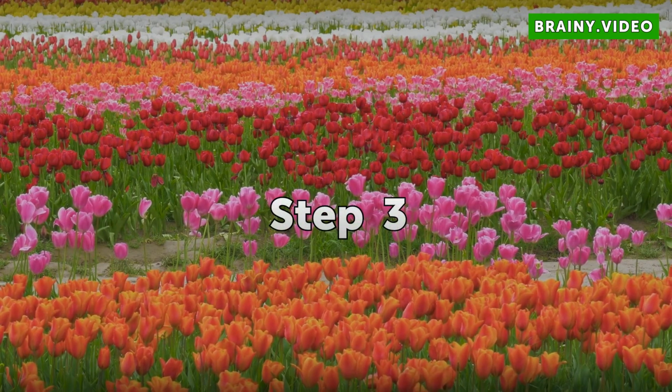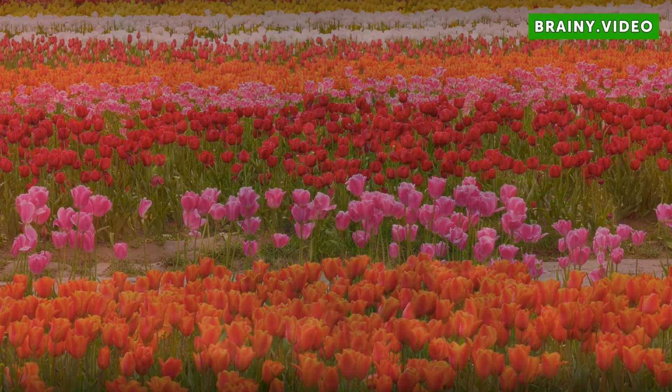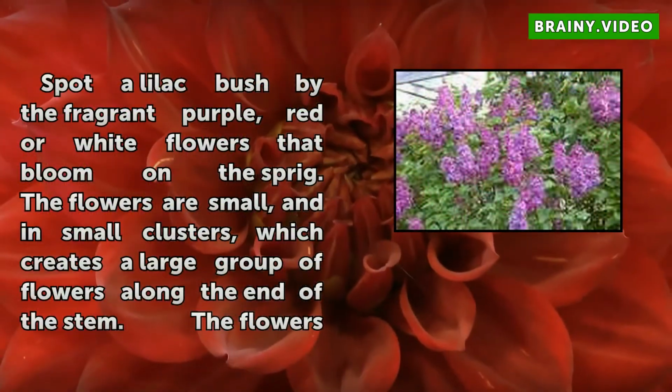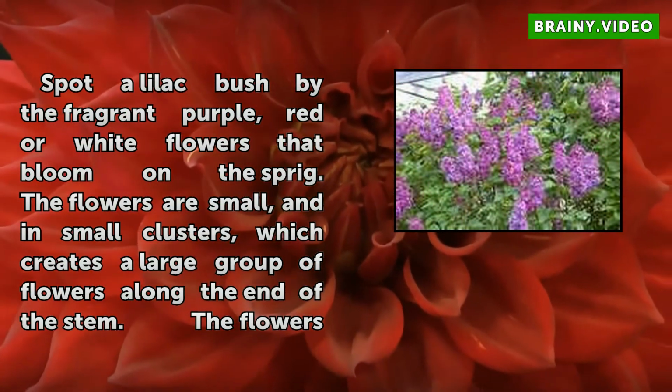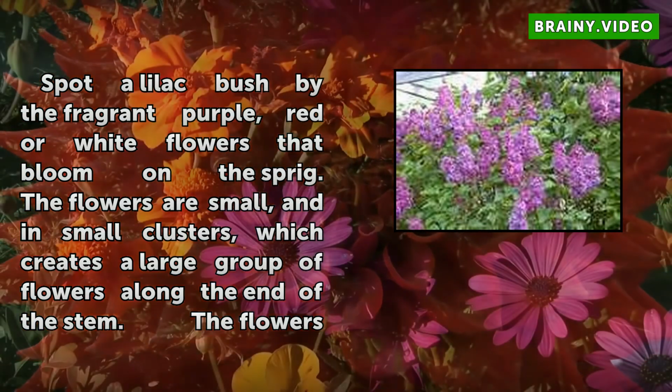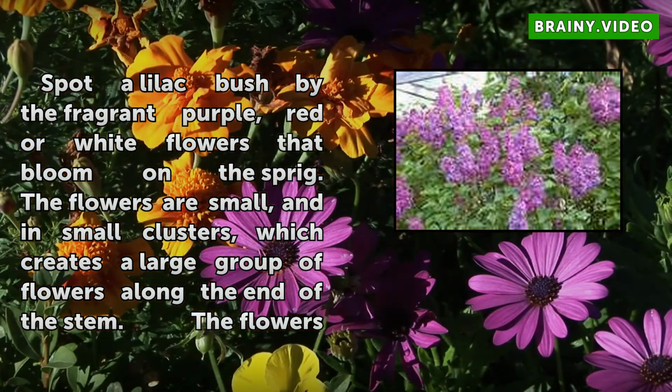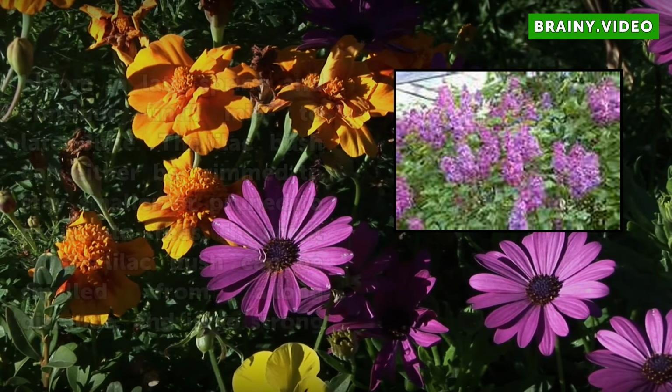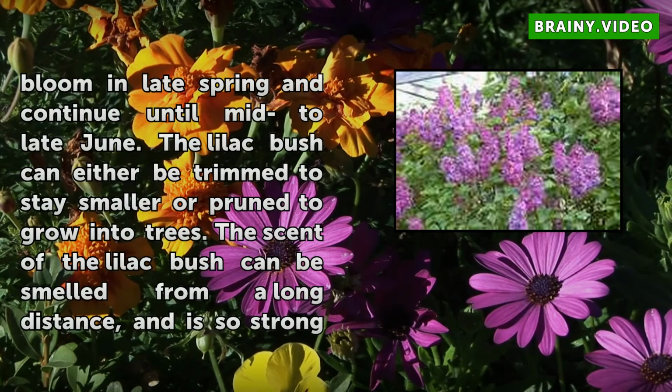Step 3. Spot a lilac bush by the fragrant purple, red or white flowers that bloom on the sprig. The flowers are small, and in small clusters, which creates a large group of flowers along the end of the stem. The flowers bloom in late spring and continue until mid to late June.